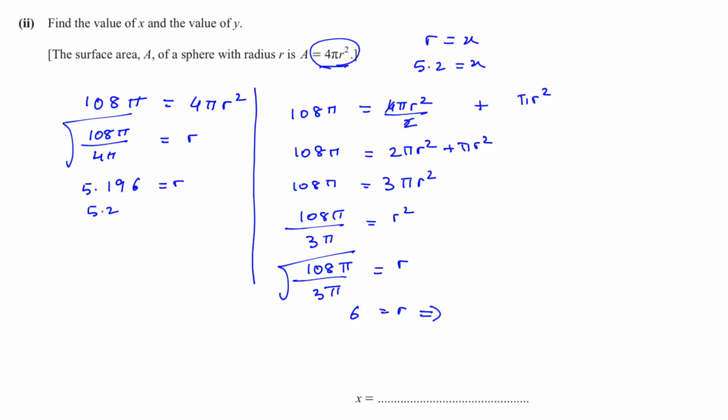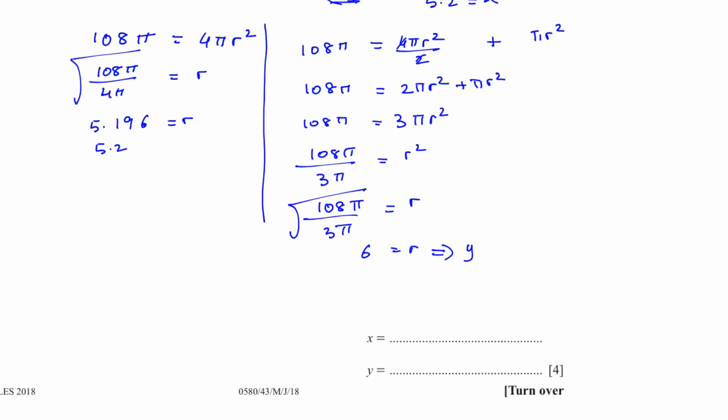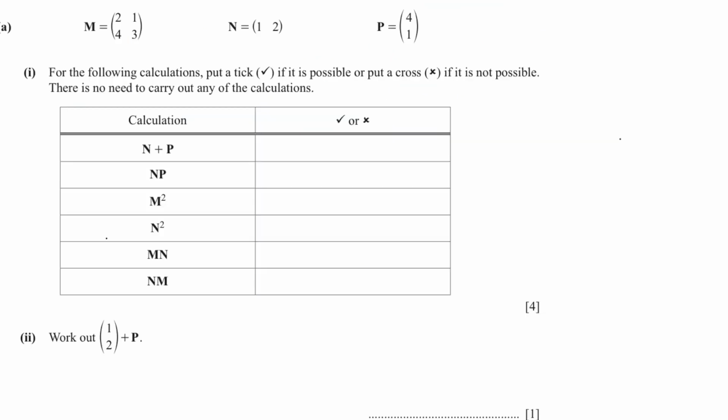R in the case of the hemisphere is equal to y. Therefore, x is equal to 5.2 and y is equal to 6 centimeters. This is a matrix question. We have been given 3 matrices. For the following calculations, put a tick if it is possible or put a cross if it is not possible. There is no need to carry out any of the calculations.